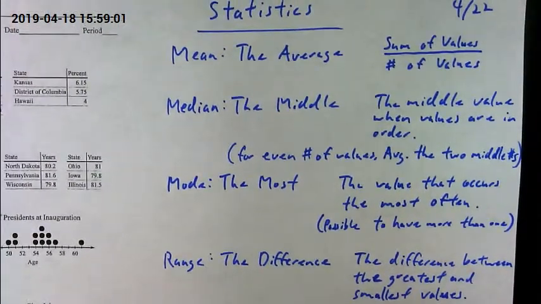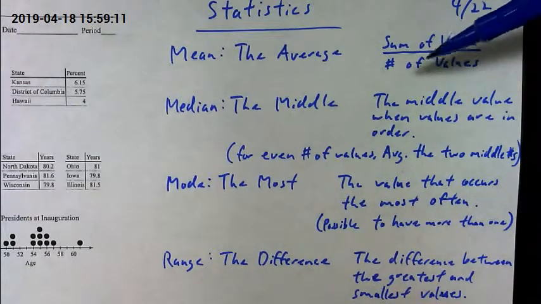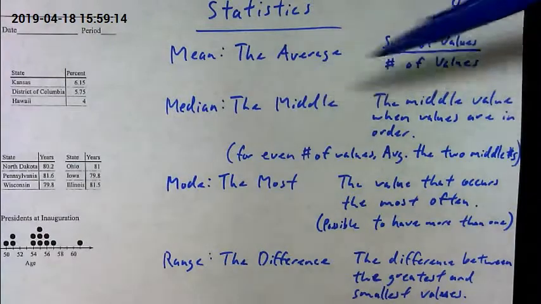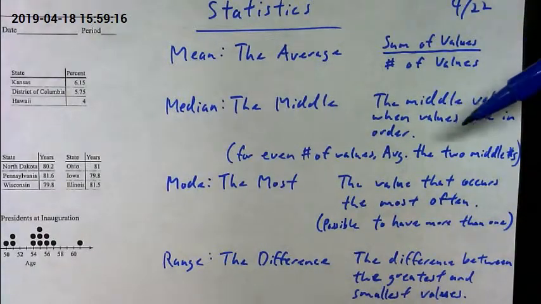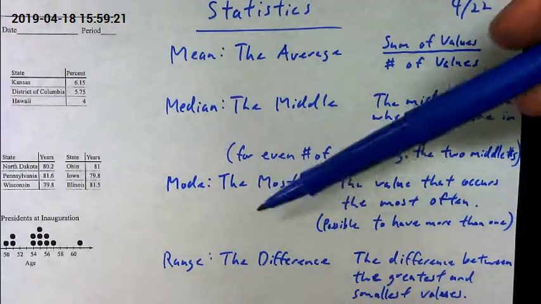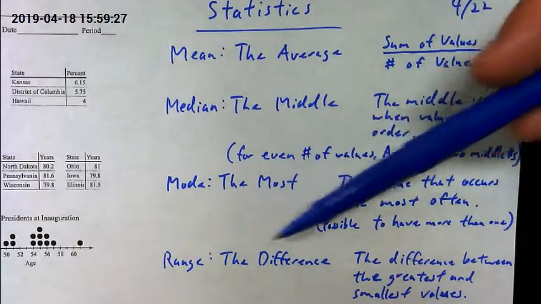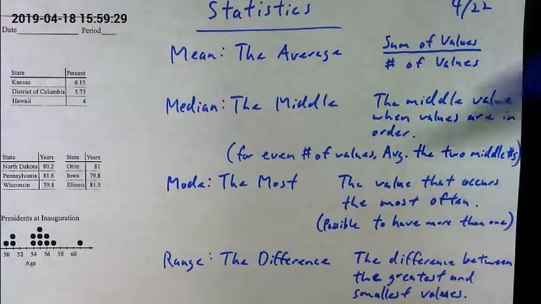So those are the main ideas that you need to know in order to do this section. Again, mean is the average, where you take the sum of the values over the number of values. Median is the middle value when the values are in order. Mode is the value that occurs the most often, the most. Range is the difference between the greatest and smallest value, so you're doing subtraction. All right, I'm going to do one example with some of the numbers over here off to the side, and then the other ones are for you to practice on.